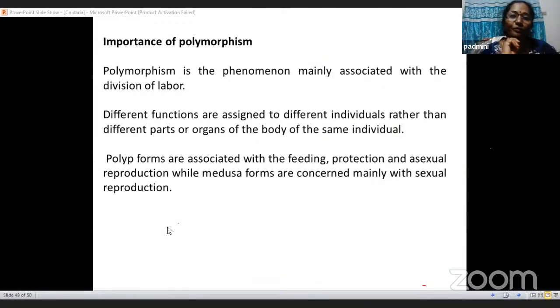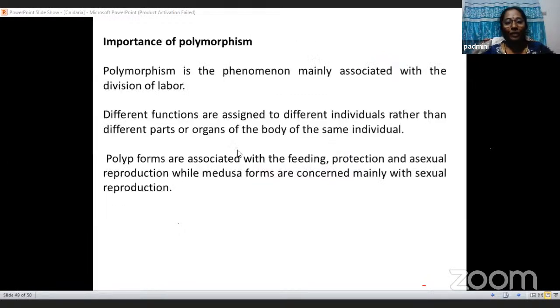Importance of polymorphism. Why should these cnidarians have polymorphisms? Because again, division of labor, different functions assigned to different individuals rather than a single individual doing all the work. The division of labor would be a better option so that the animal can survive for a longer period of time. You can't make only one person do all the work. The work has to be distributed.